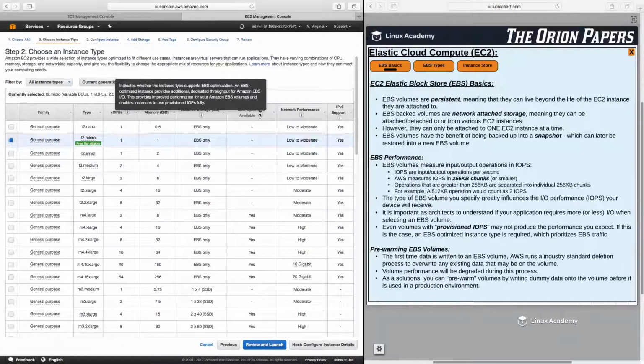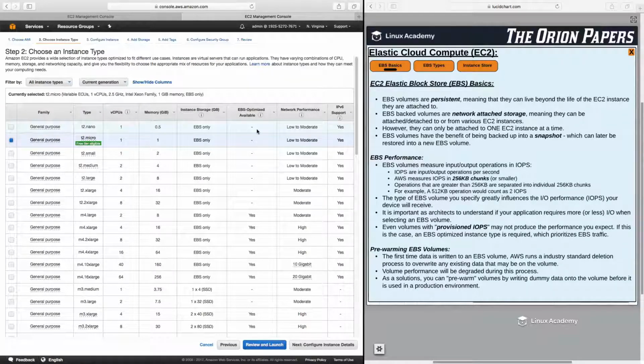So if you're running an application and you really need to max out I/O performance, then you really need to have both a provisioned IOPS EBS volume running on an EBS optimized instance type.